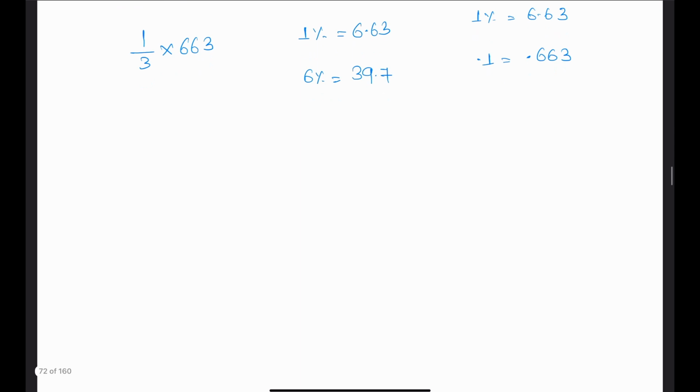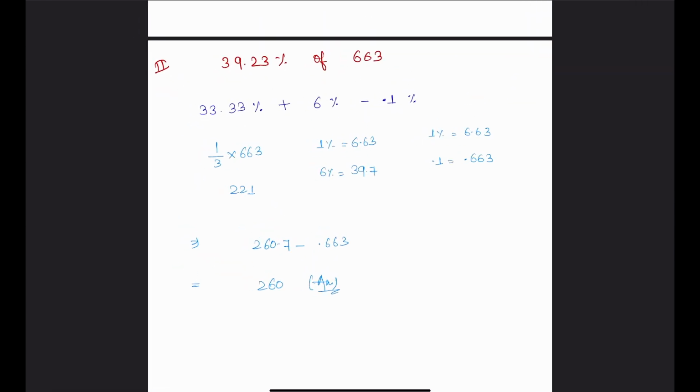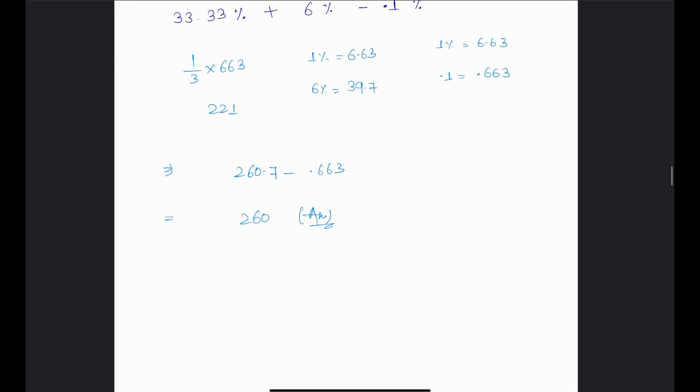1 by 3 is 221. So 221 plus 30 is 251. 251 plus 9 is 260. 260. So it will be 260.7 minus 0.663. So somewhat it will be 260 only. If we verify this from the calculator, it will be, yeah, correct, 260.